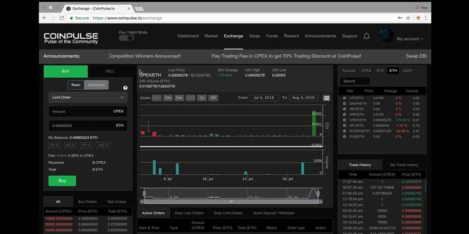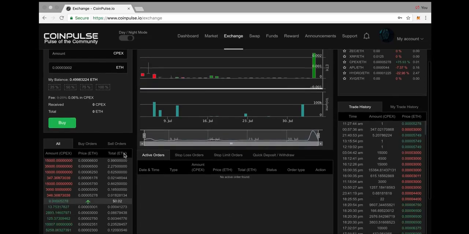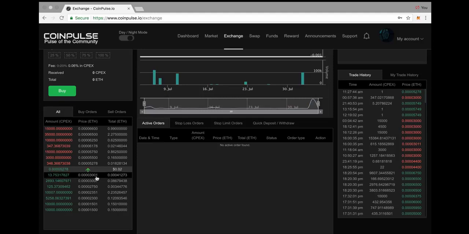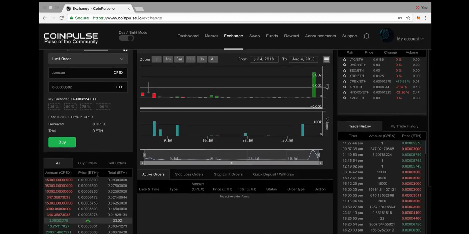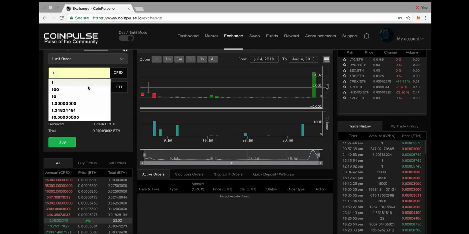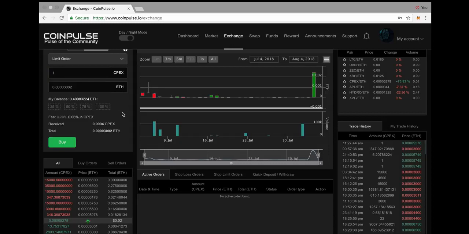So there's two ways in order to buy your digital assets. The first one, you come down and look at the order book. You'll see this is the top order right here. So if I want to put myself at this next queue, I'm going to type in just one Satoshi higher. I will put in one CPEX token for my buy.